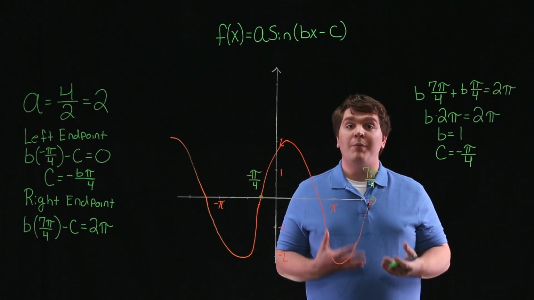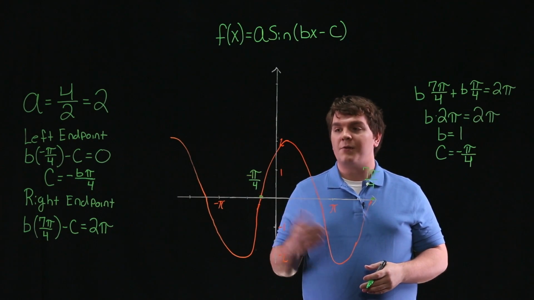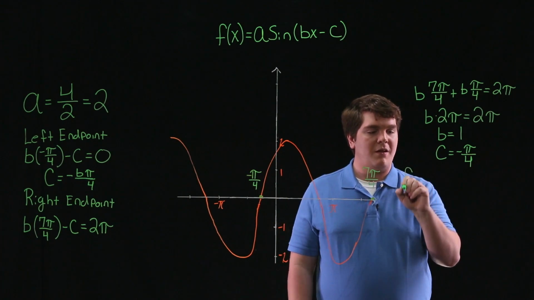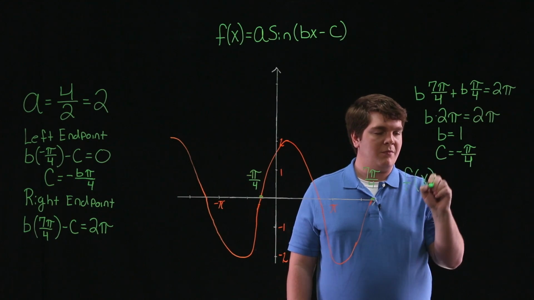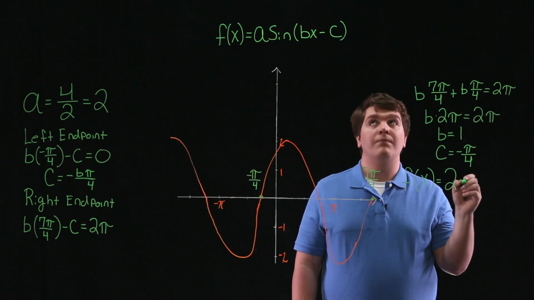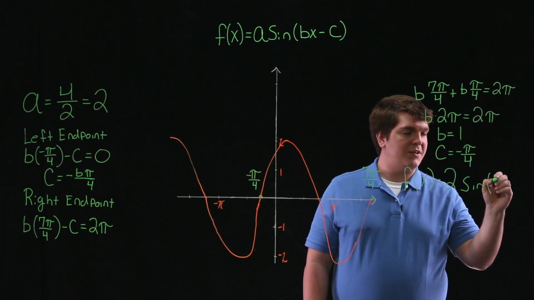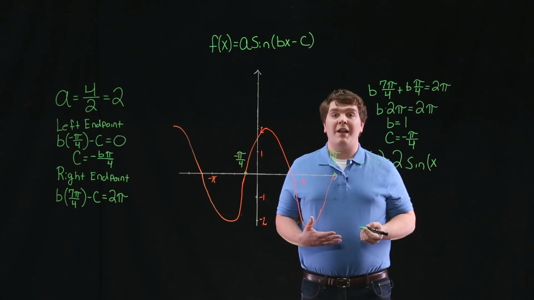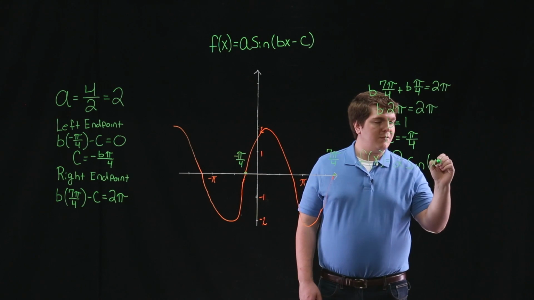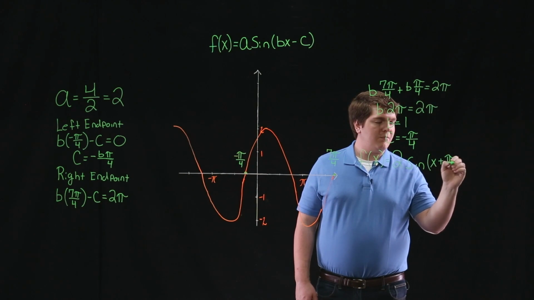So now we found a, b, and c. So this graph is the graph of the equation f of x equals 2 sine of 1 times x, which is just x, minus -π/4, or plus π/4.